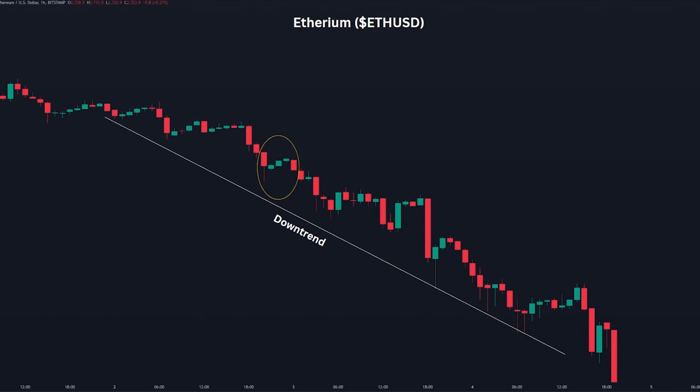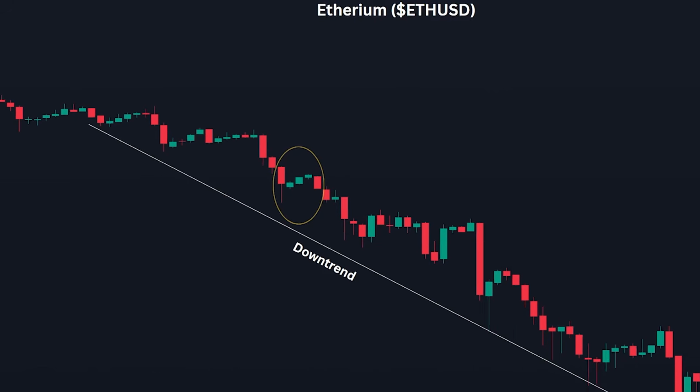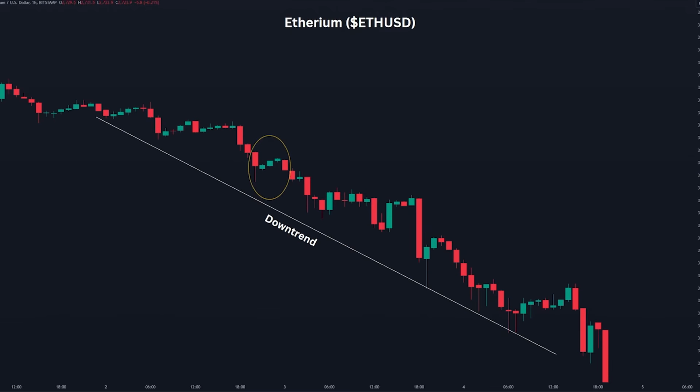This time, let's take a look at a cryptocurrency chart, specifically Ethereum. On this hourly chart, we can see the falling 3 methods pattern forming in the middle of a downtrend. This pattern confirms that the downtrend will likely continue, and indeed, it does, for many days afterwards.